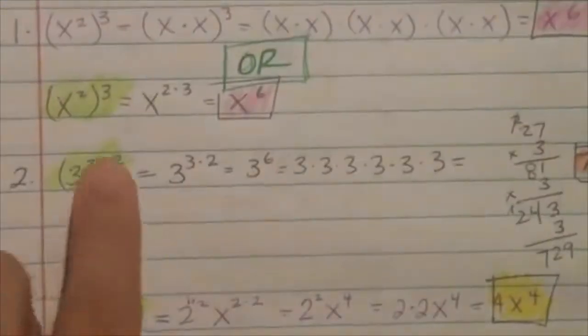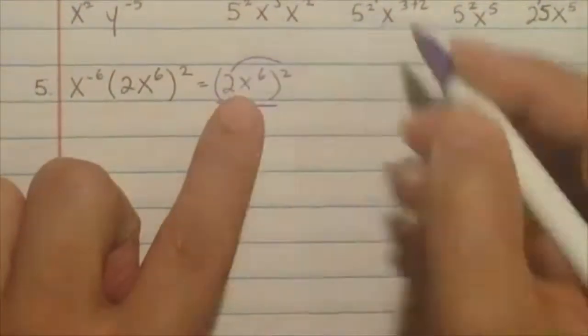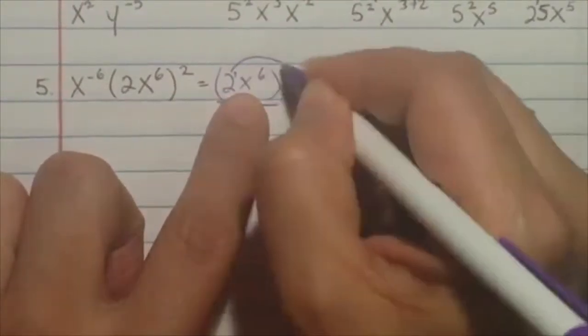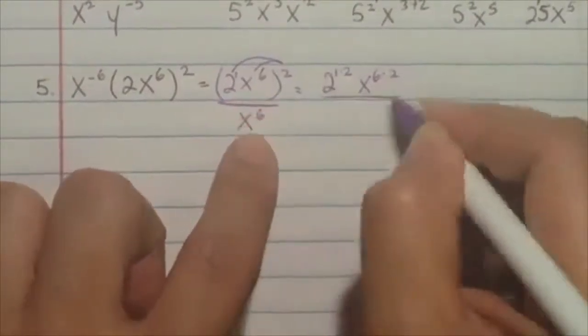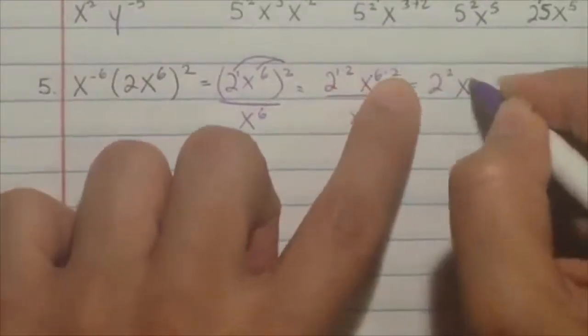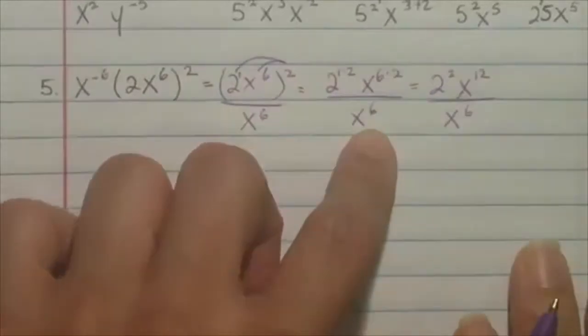Okay, power rule just simply means get in the house. You just multiply the exponents. Multiply the exponents. So let's multiply 2 to the 2, so 2 to the 2, and then x 6 times 2, which is 12. Then x to the 6 on the bottom. Go ahead and simplify that. So 2 squared, and then x to the 12th power over x to the 6th power.